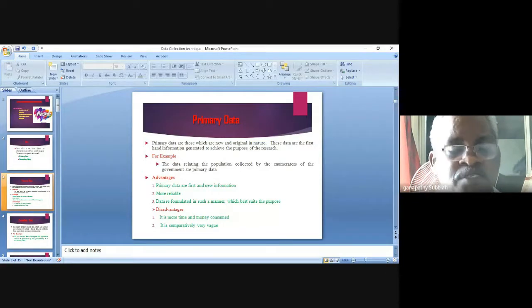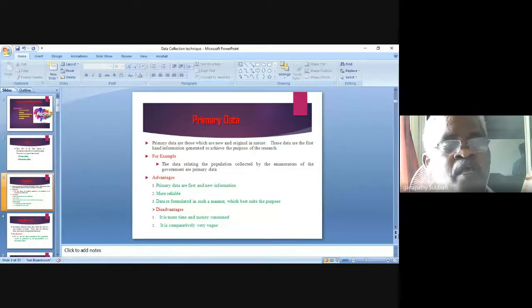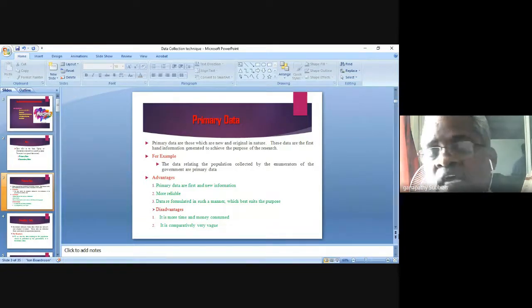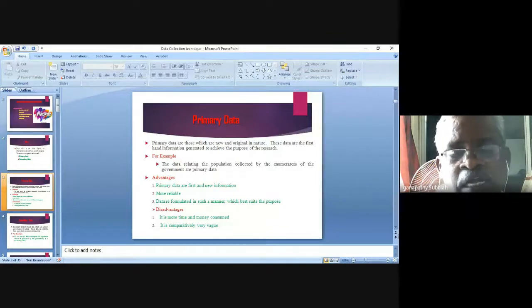There are some disadvantages or demerits. The primary data is more time and money consuming. The researcher has to trace the respondents, spend some money and take time. So primary data collection is time consuming and costly. Another disadvantage is that it is comparatively very vague. Secondary data can be collected as desk work, but that is not possible for the collection of primary data. So the primary data is comparatively very vague.